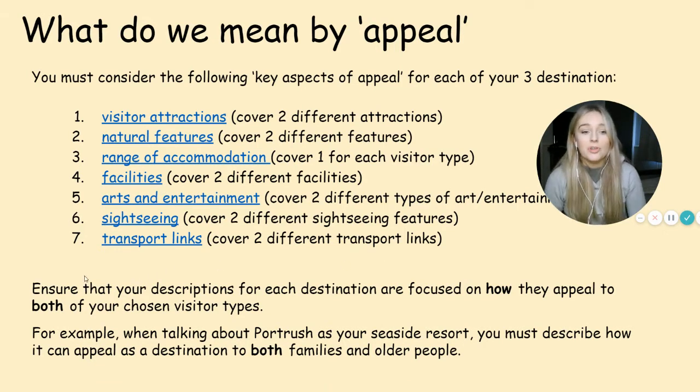I've said ensure that your descriptions for each destination are focused on how they appeal for both of your chosen customer or visitor types. So that's going back to what I was saying about achieving a level 2 pass. You need to say how these things appeal to this type of visitor. Okay, and so I've said there, for example, when talking about Portrush as your seaside resort, you must describe how it appeals as a destination to both families and older people. You don't need to do families and older people. Your 2 visitor types might be different to mine.